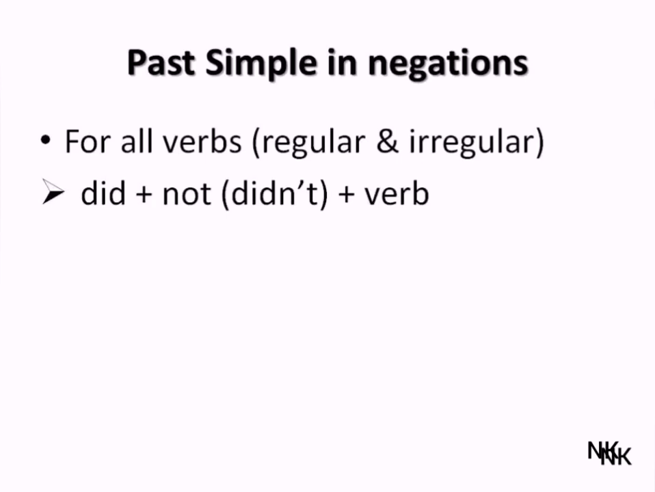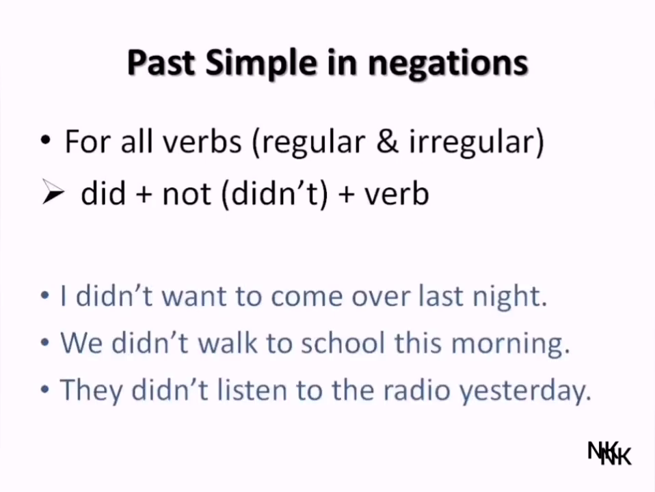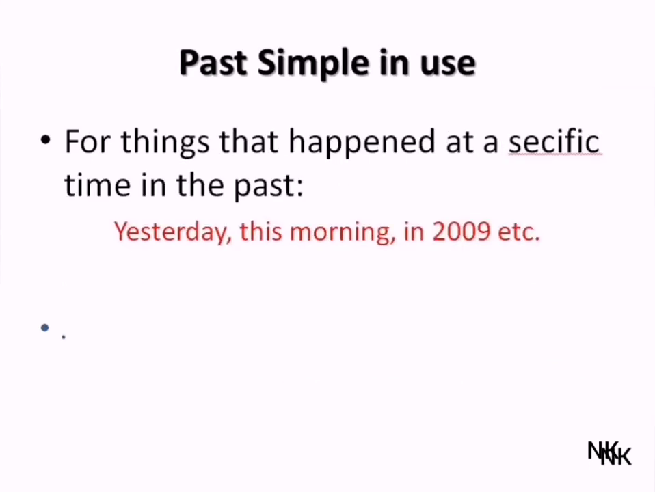For the past simple in negation, regular and irregular, we also use the past simple tense of the auxiliary verb do, which is did, and we add not to it. I didn't want to come over last night. We didn't walk to school this morning. They didn't listen to the radio yesterday.